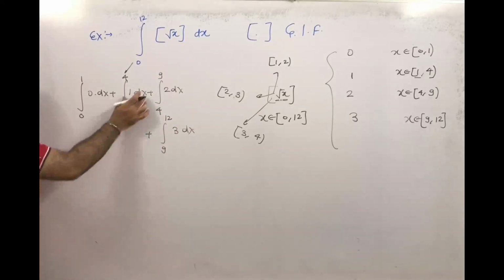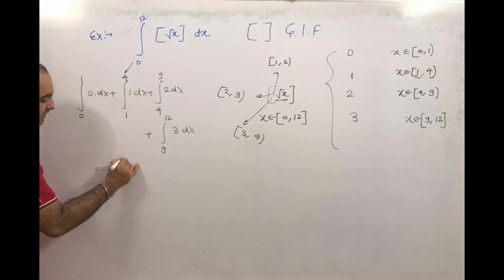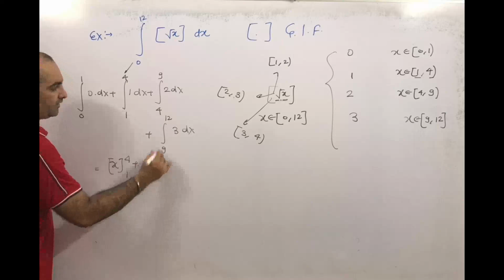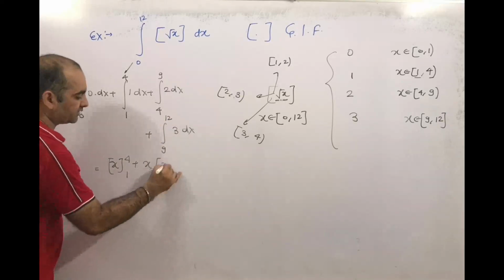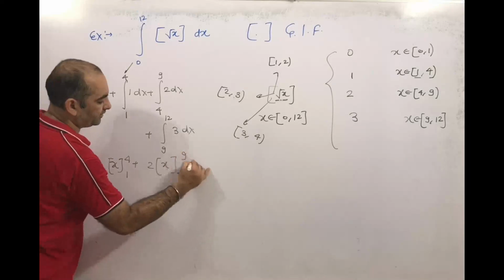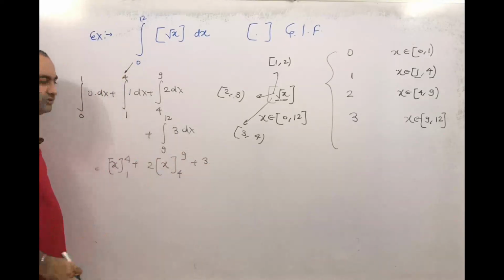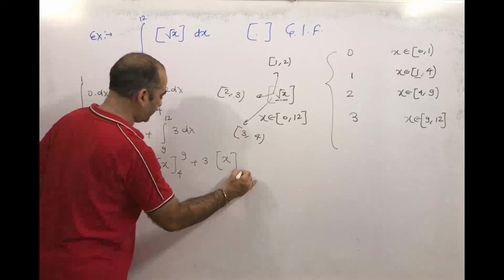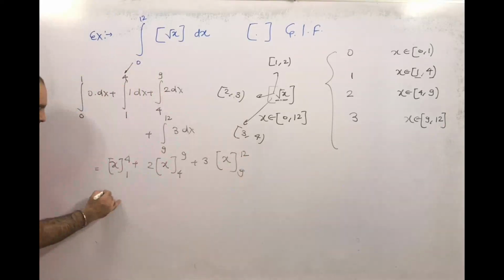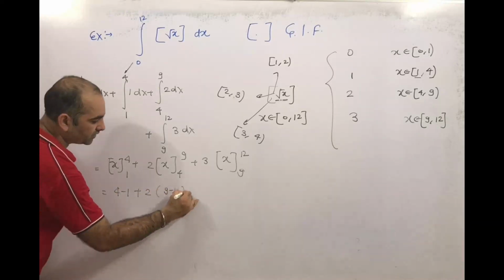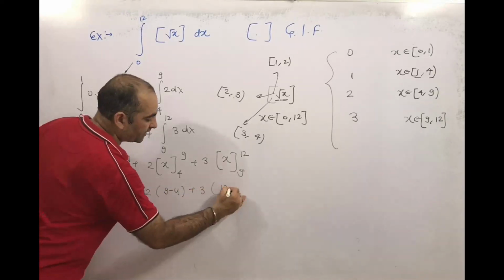The first one is 0 only. For the next, the integral of dx is x with limits 1 to 4, and 2 is outside, so x with limits 4 to 9, and 3 is outside, x with limits 9 to 12. So we get 4 minus 1, plus 2 into 9 minus 4, plus 3 into 12 minus 9.